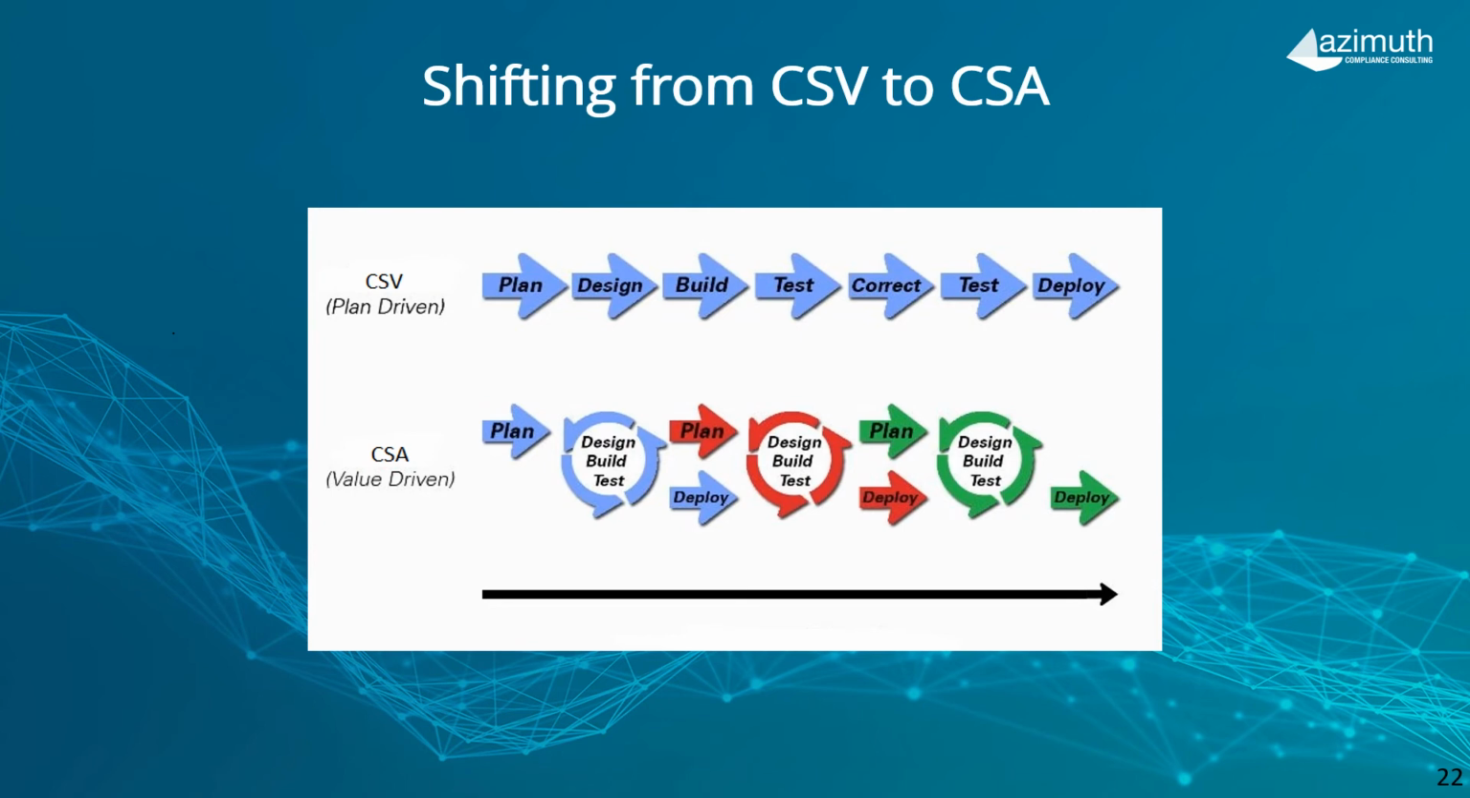Let's look at a typical validation process, or what it looks like compared to CSA. In this slide, we see that CSV is more of a plan-driven process, in that there is only one start and one finish point. CSA, or computer software assurance, using an agile model, has more of a value-driven process, with many points where the process is completed before the next one starts. But the planning begins for the next sprint prior to the completion of the current sprint.